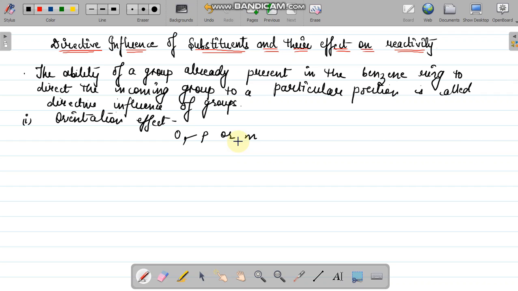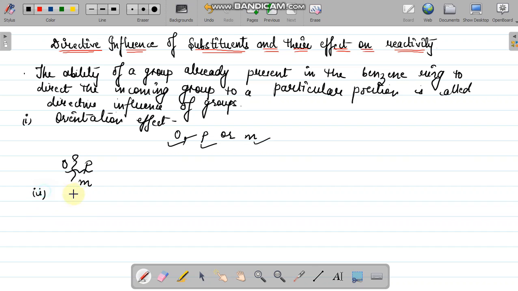The nature of the substituent already present on the benzene ring determines the position of the second substitution. Some groups direct substitution primarily to the ortho and para positions, while some groups direct substitution to the meta position. In this way, we have two classes: ortho and para directing, or meta directing.